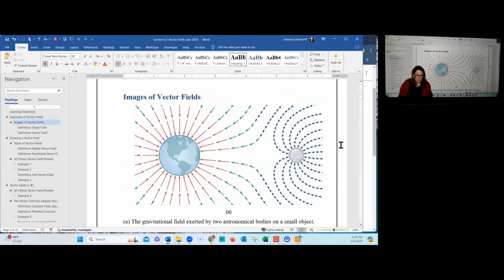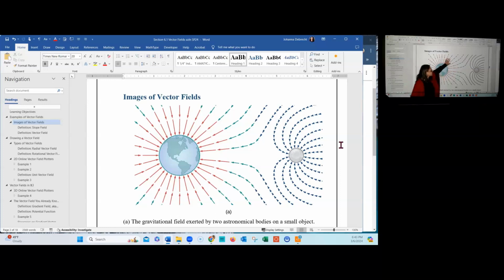This is an example of a gravitational vector field. The Earth exerts a gravitational field in a radial pattern, where if you're on a circle centered around the Earth, then at the same distance from the Earth in any direction, you experience the same gravitational force. This is what we mean by a radial field.